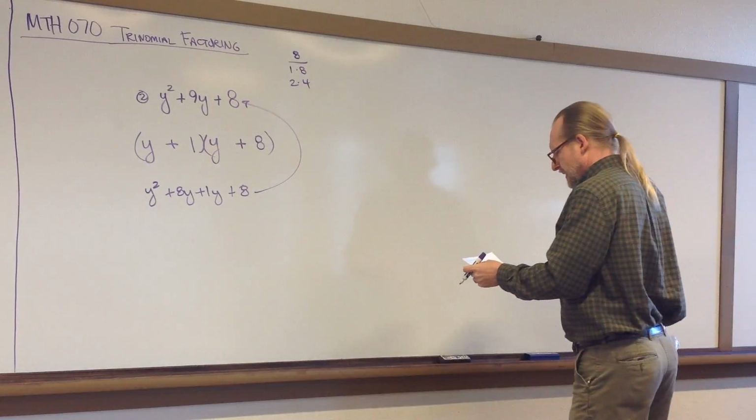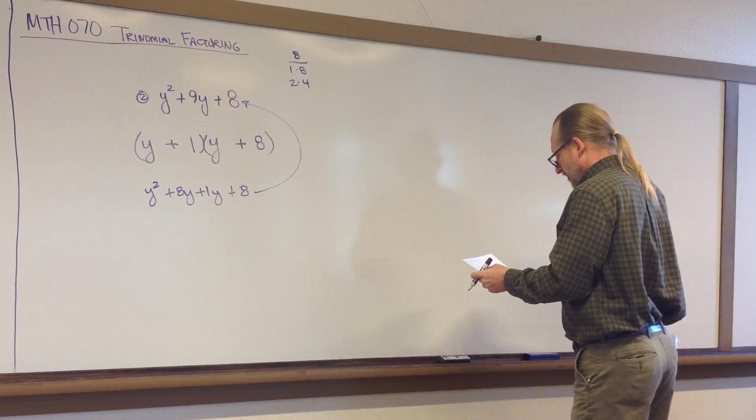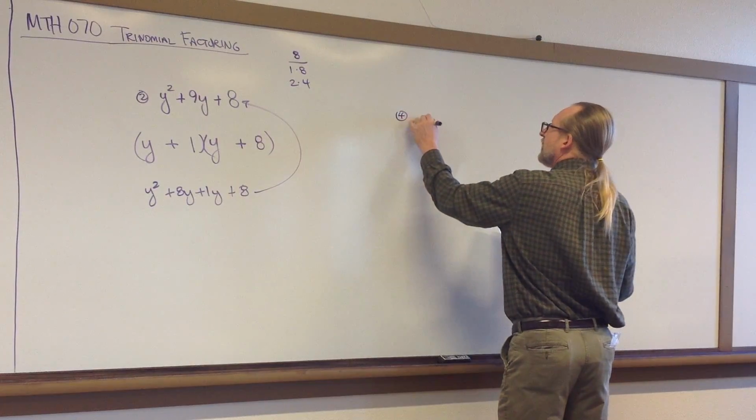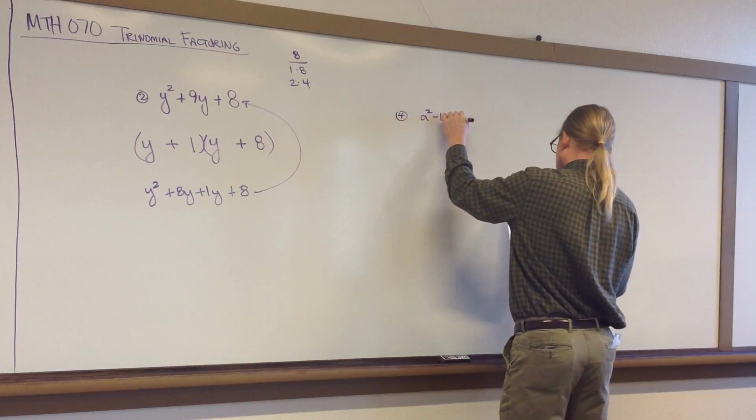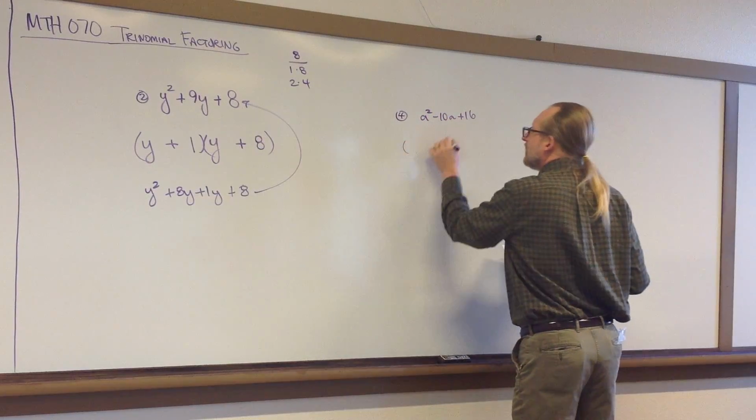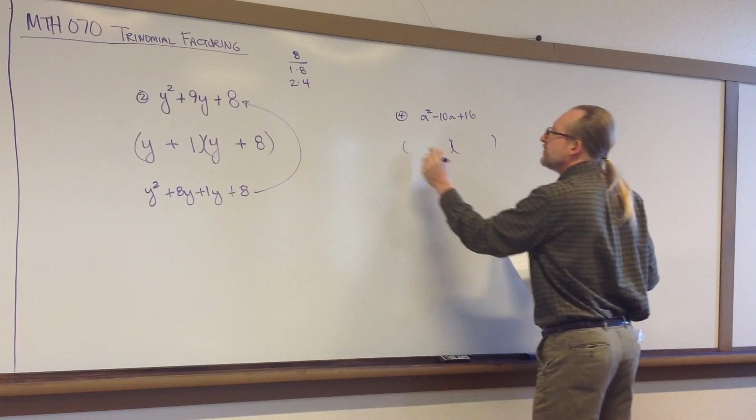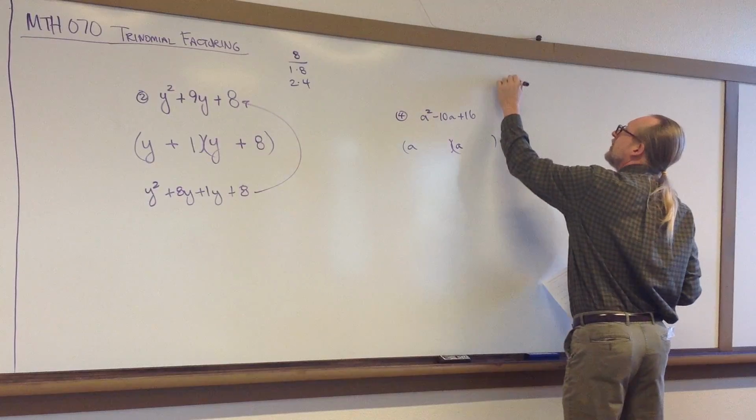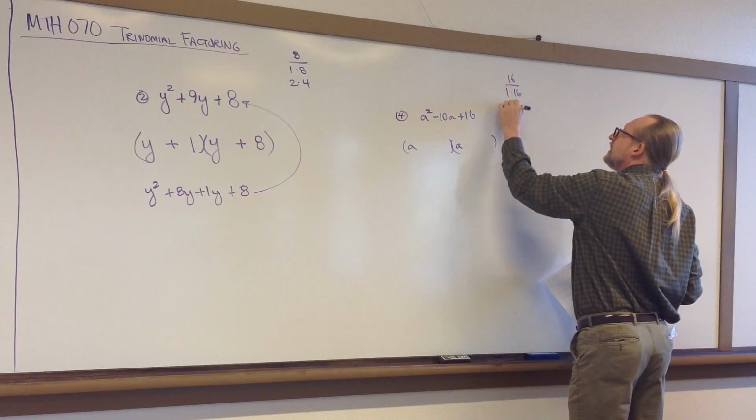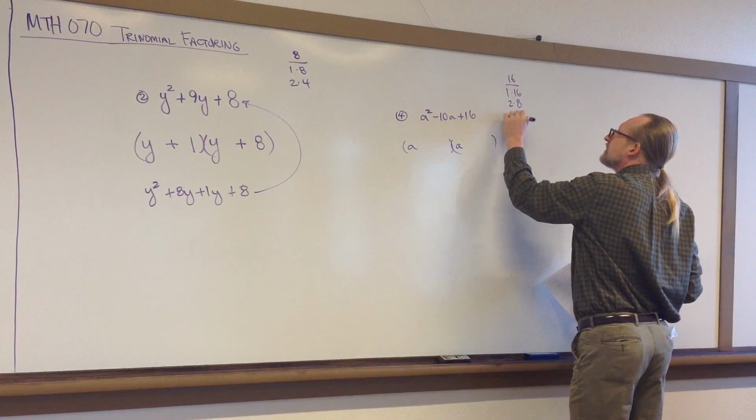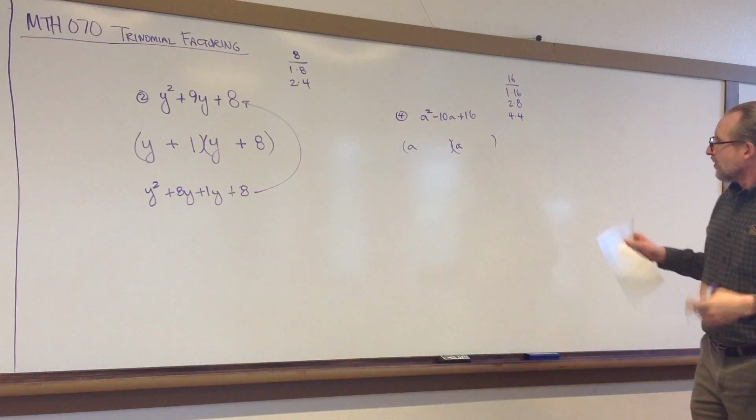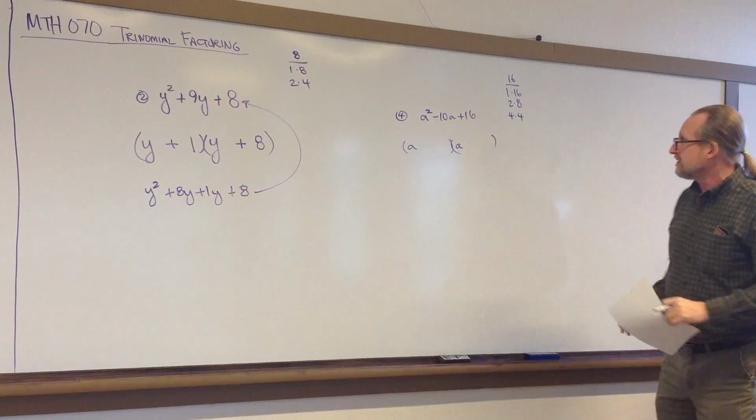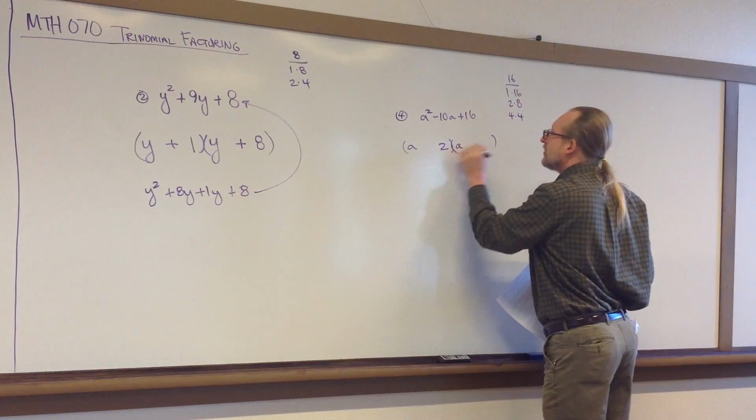Okay, let's see here. Let's look at problem 4. Here we've got a squared minus 10a plus 16. So we're going to split it into 2 pieces. We're going to have a and a in the front. And then in the back, we want factors of 16. You could have 1 times 16, 2 times 8, or 4 times 4. But we want the pair that's going to add up to give us 10. So that's the 2 and the 8.